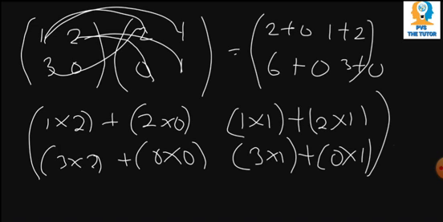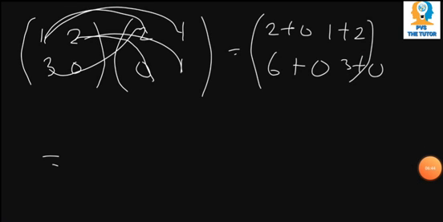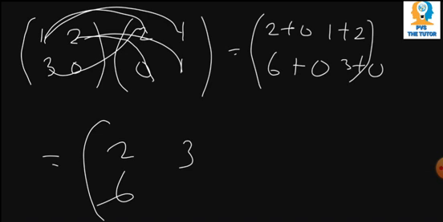So I can label the bottom there. So we bring down and say 2 plus 0 is 2. 1 plus 2, that is 3. 6 plus 0, 6. 3 plus 0, we have 3. And we are done multiplying.